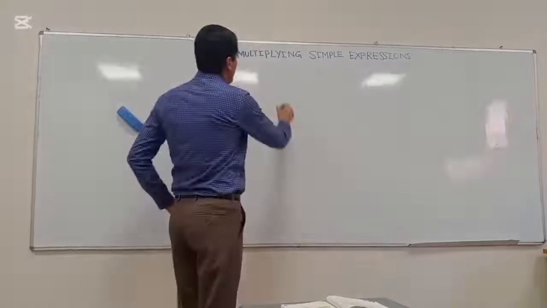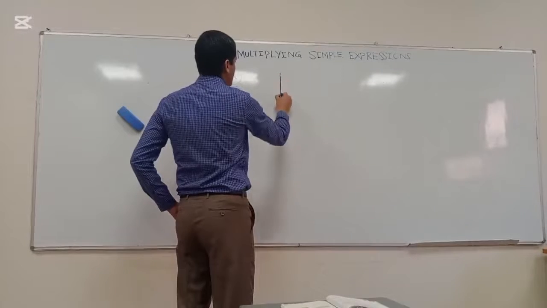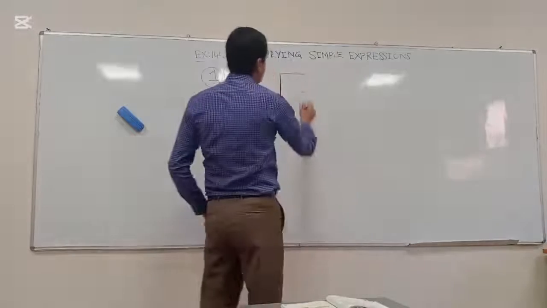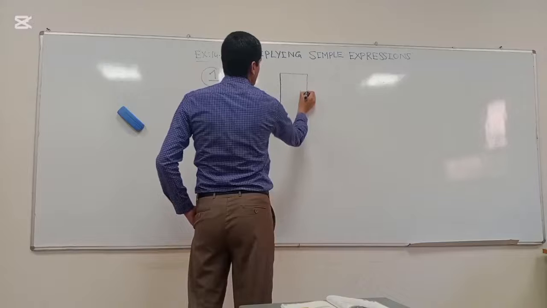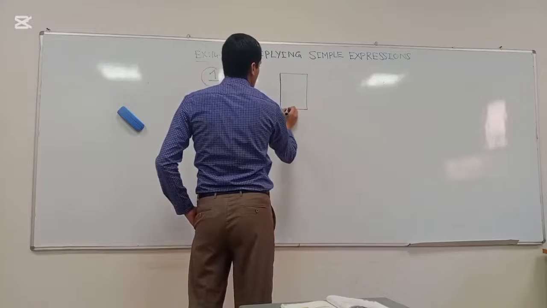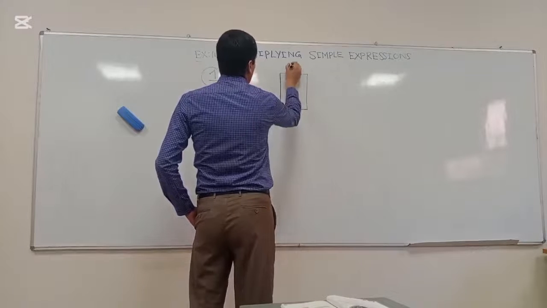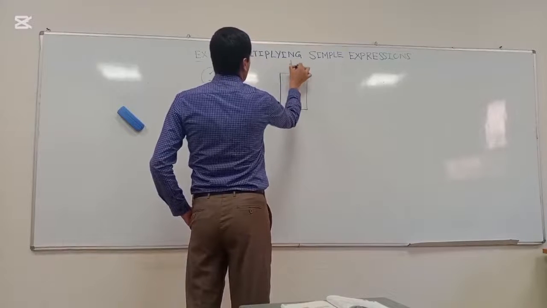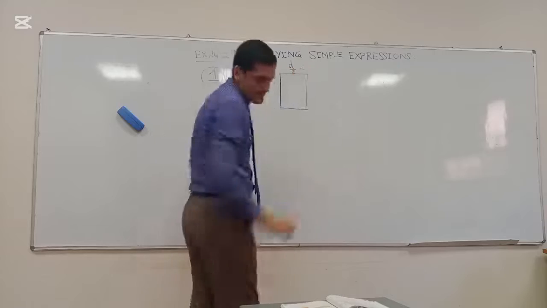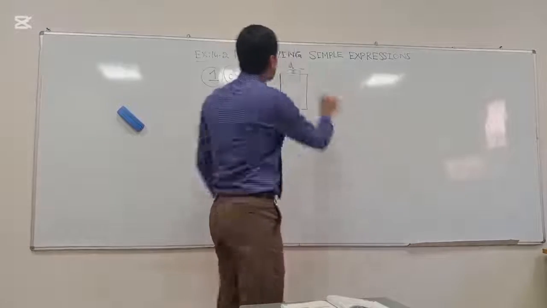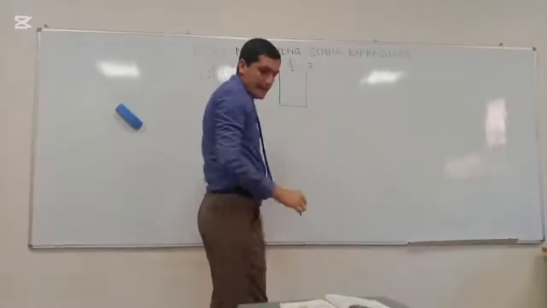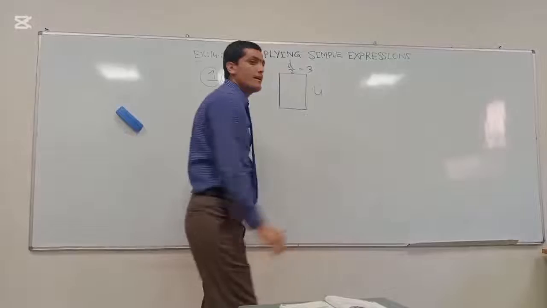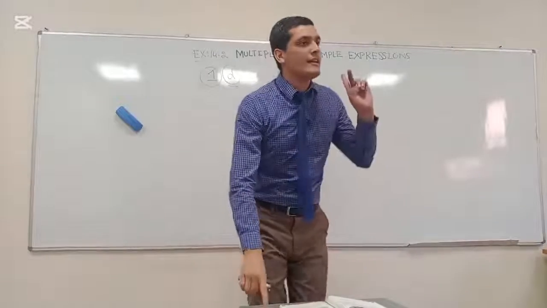The shape is like this: d by 2 minus 3, d by 2, d by 2 minus 3, and this one is 4. Okay, now who will tell me what is the area of this rectangle?